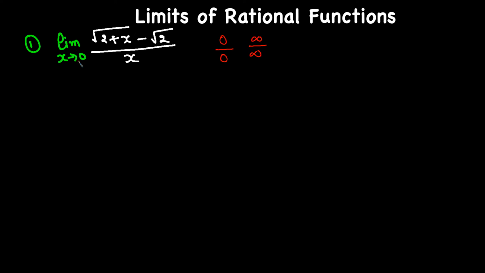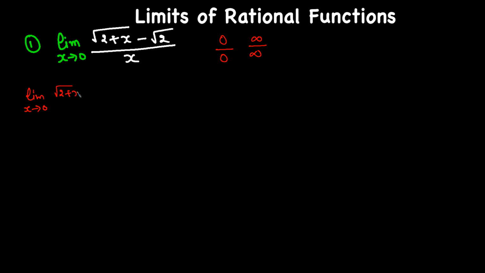So here we have the limit as x approaches 0 of square root of 2 plus x minus square root of 2, over x. Let's first of all plug in x equals 0. If we plug in 0 over here, we get square root 2 minus square root 2. That gives me 0 in the numerator and x is 0 in the denominator. So we got 0 over 0 form. First of all, we're going to rationalize the numerator. Let me write it down. We're going to multiply and divide by the conjugate of this. So we're going to rationalize the numerator.